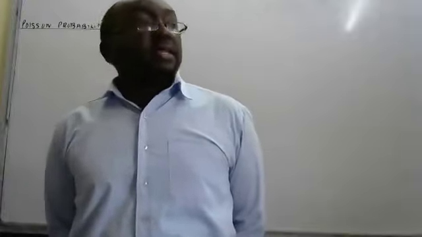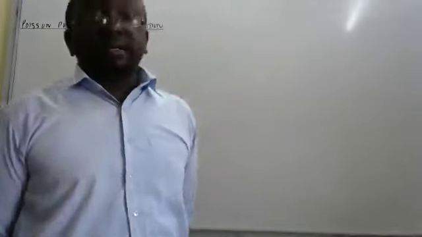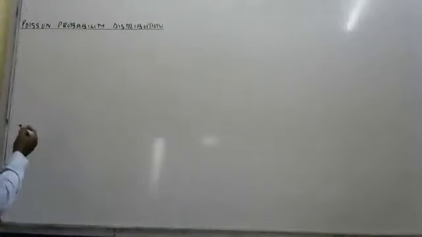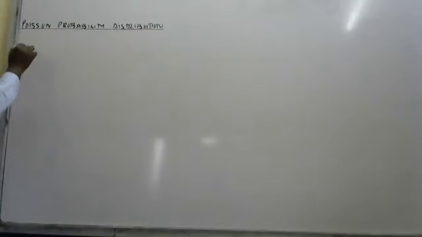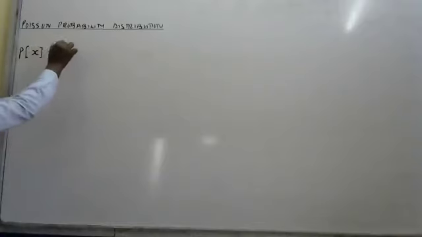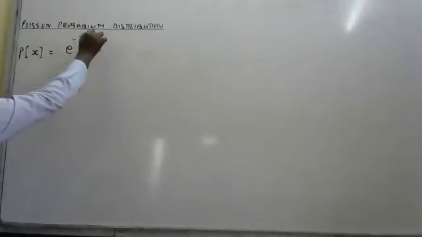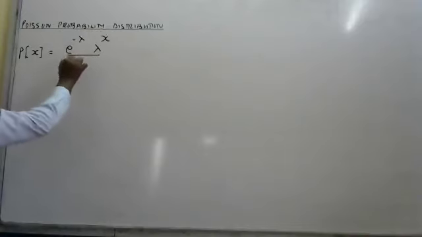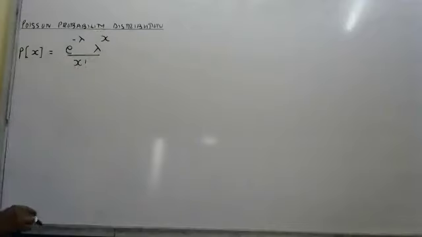Then down there you write that the formula used is: probability of X is E raised to the minus lambda, lambda raised to the X, divided by X factorial.